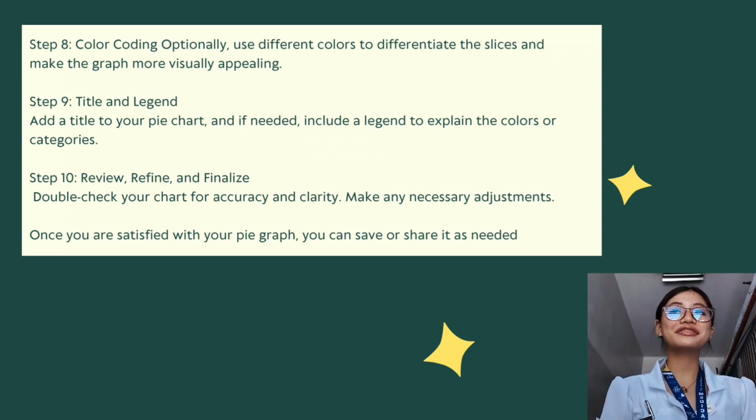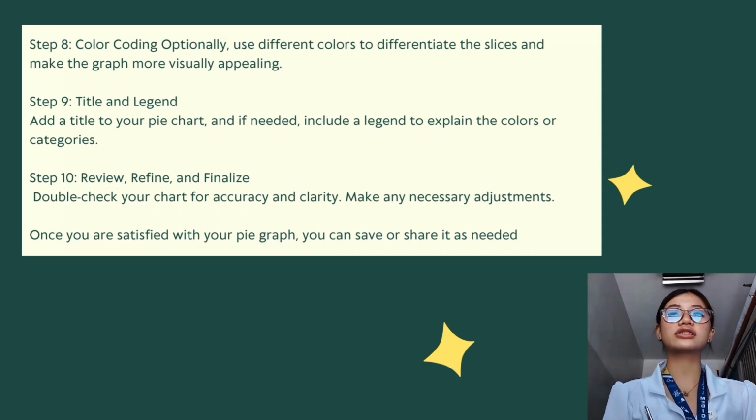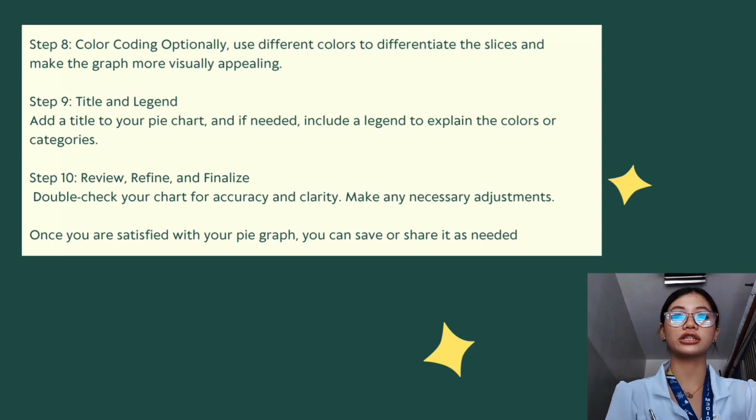Step 6, draw slices. Draw each category slice using the angles calculated in step 4. Start with the first category at the top, 12 o'clock position, and draw the slices in a clockwise direction.